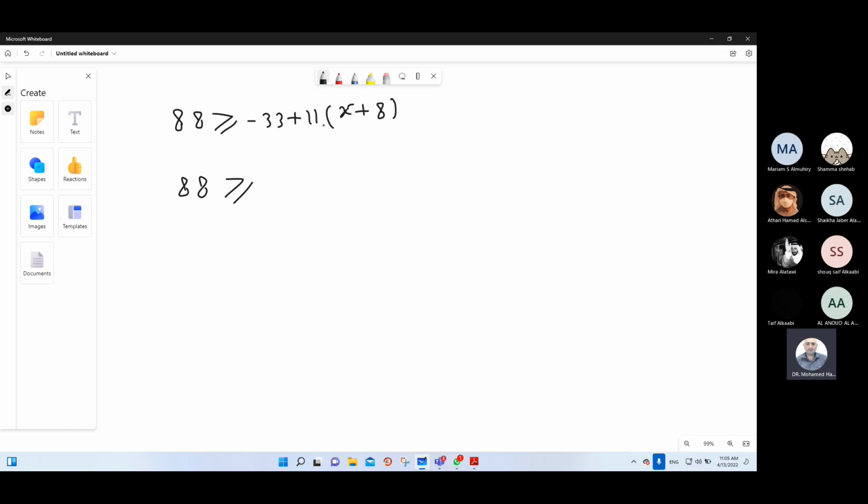And in the second side here, we have negative 33. Then we have here the distributive property. We can multiply 11 times x will be 11x. Then 11 times 8 will be 88. Then we can add the like terms in the second side. So rewrite the first side, 88. And here, negative 33 plus 88 will be 55, plus 11x.